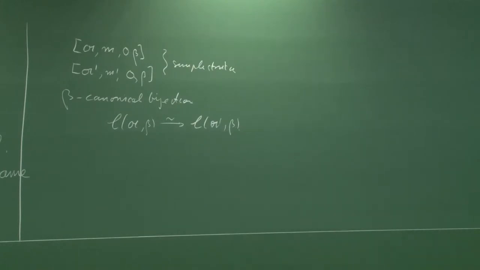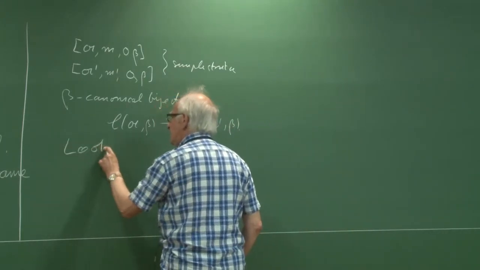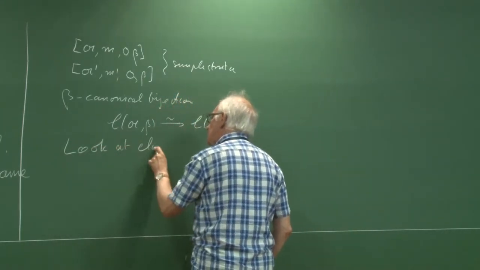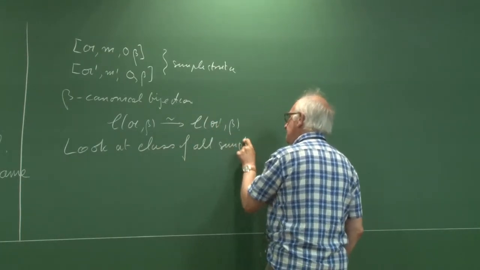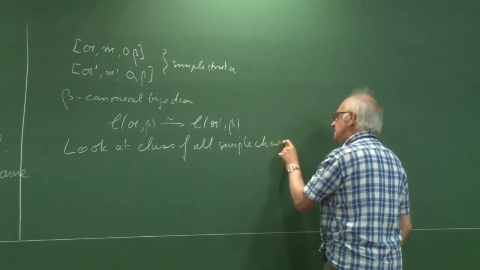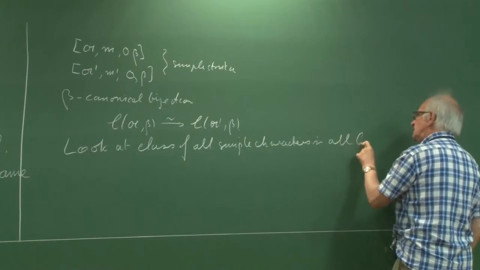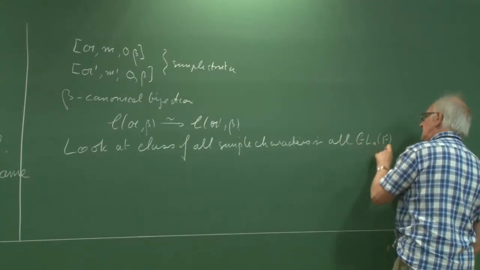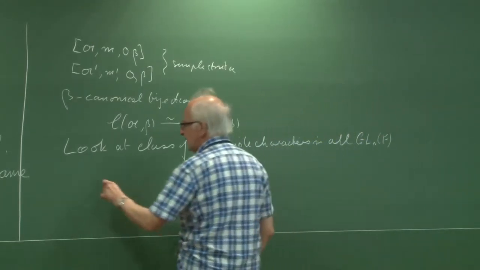Right, now this encourages me to look at the class of all simple characters in all GL_N(F). Simple characters attached to any old hereditary order in any old matrix ring. Huge class, and I want to impose an equivalence relation to make it manageable.